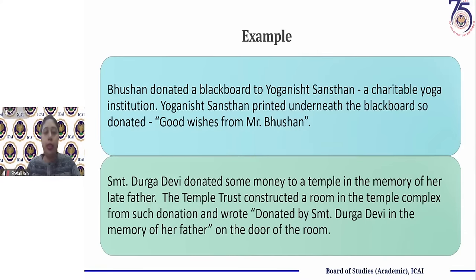Srimati Durga Devi donated some money to a temple in the memory of her late father. The temple trust constructed a room in the temple complex from such donation. And they built a room and wrote on top of the door that the room was built in memory of her father.